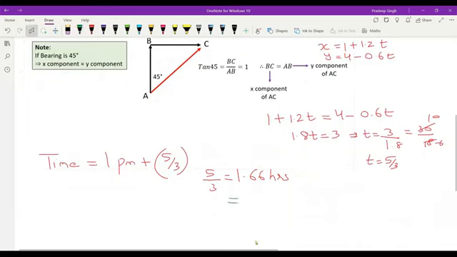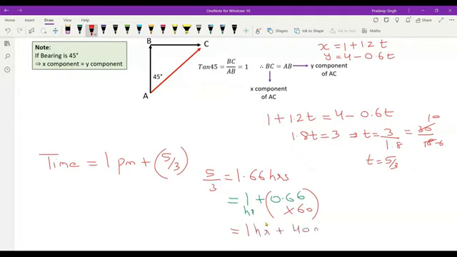So 1.66 we can write as 1 plus 0.66. So 1 hour and 0.66 hours. So let's convert 0.66 hours into minutes. We multiply 0.66 with 60. That will give us the answer in minutes, which comes out as 40. So 5 by 3 incidentally is 1 hour plus 40 minutes.